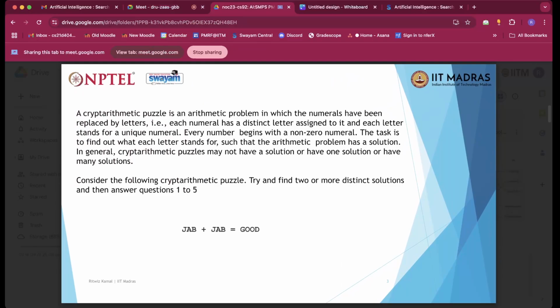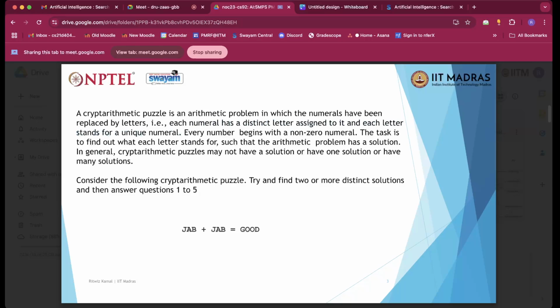This is the first question in front of you. Here we are given a crypt arithmetic puzzle. It's essentially an arithmetic problem in which the numerals are replaced by letters. There is a one-to-one mapping between a number and a letter. Each numeral has a distinct letter assigned to it, and each letter stands for a unique numeral. Every number begins with a non-zero numeral.